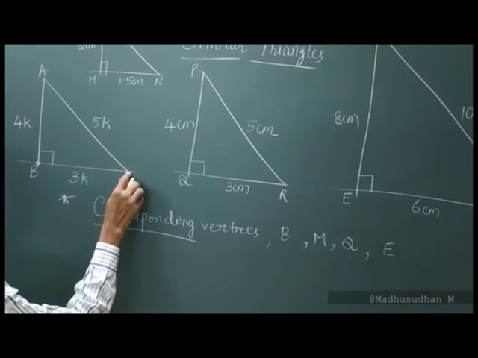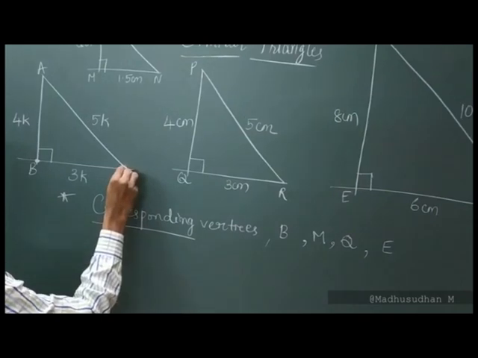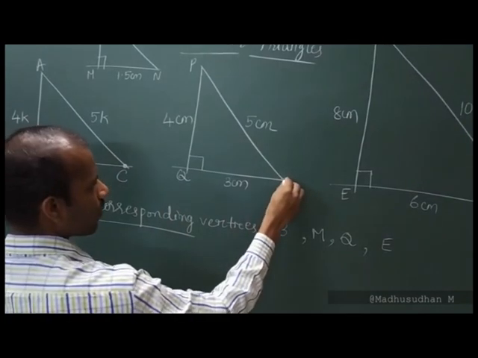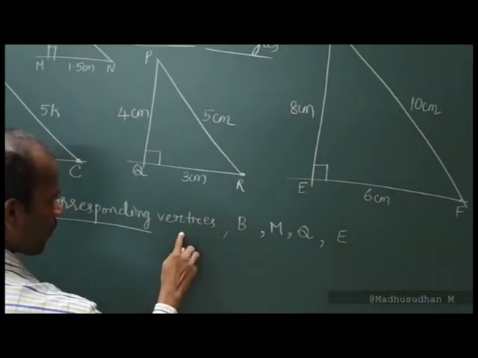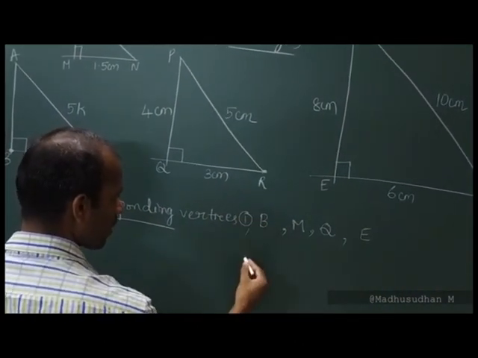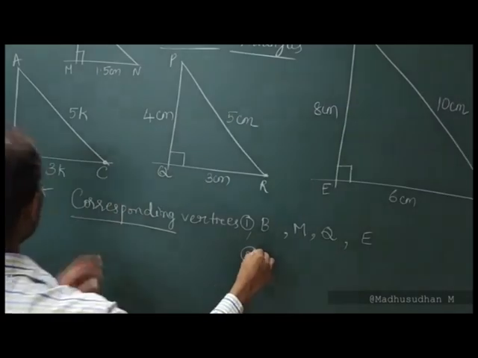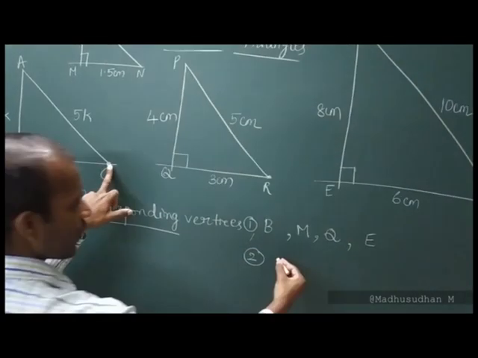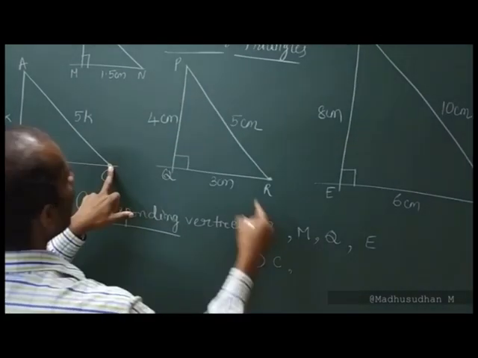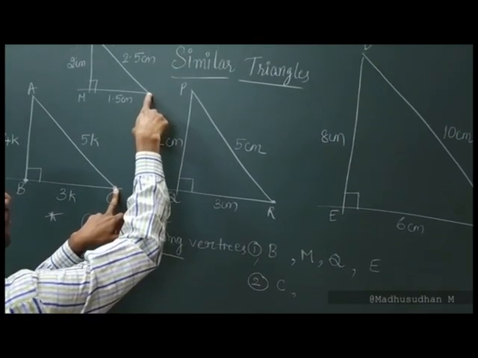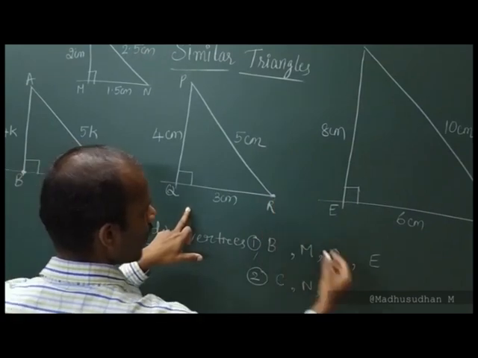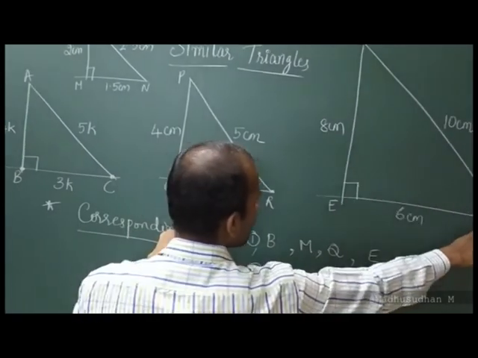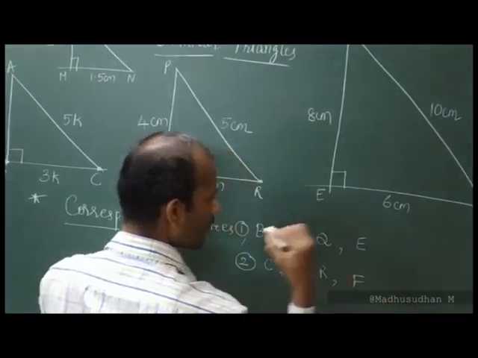So for vertex C, it is R vertex, it is F vertex here. So corresponding vertices, I shall write 1 here, this is 2. Corresponding to C here, for this diagram, it is N here. Let me write N here. It is R here and it is F here.